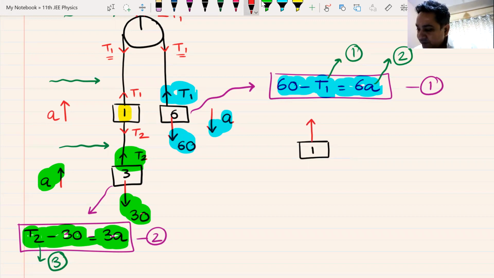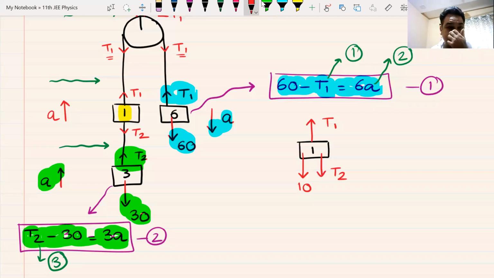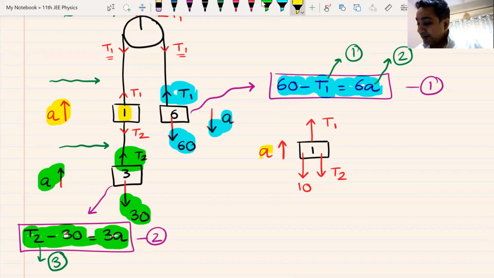I'm just isolating this so that the diagram doesn't look bad. What are the forces acting on it? T1 is upwards. T2 is downwards. Remember, this block also has a weight, mg, 10, downwards. Remember the yellow gentleman: acceleration is upwards, so let me draw that acceleration also. T1 is upwards, T2 and 10 are downwards.